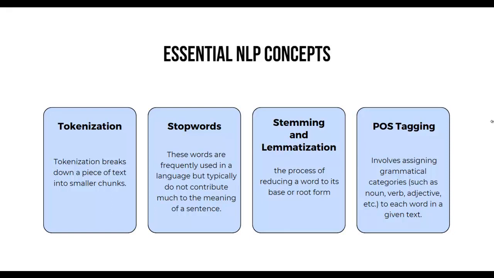We will start our discussion with tokenization. Tokenization involves breaking down a piece of text into smaller chunks. After that, we will move on to stop word removal. These words are frequently used in a language but typically do not contribute much to the meaning of a sentence. Next, we will explore stemming and lemmatization, which is the process of reducing a word to its base or root form. Following that, we will talk about POS tagging, which is part of speech tagging, which involves assigning grammatical categories such as noun, verb, adjective, etc. to each word in a given text.